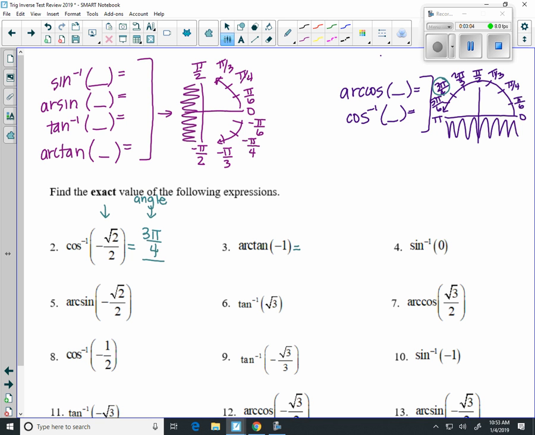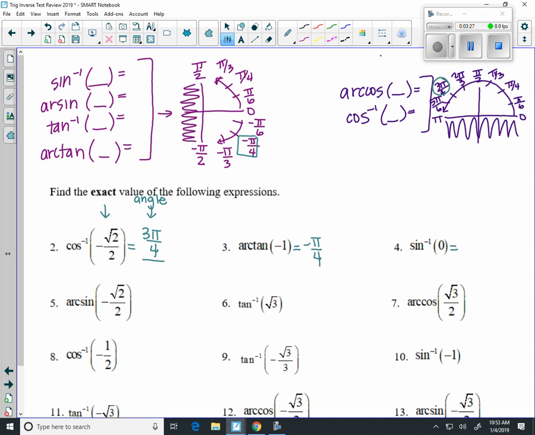Next, where is tangent -1? Well, tangent's 1 and -1 are fourths, and it's negative at negative pi over 4. If you were to list 7 pi over 4, that would not be correct. It is not in the range of our tangent. You have to use the negative value. We're not talking whole unit circle here.